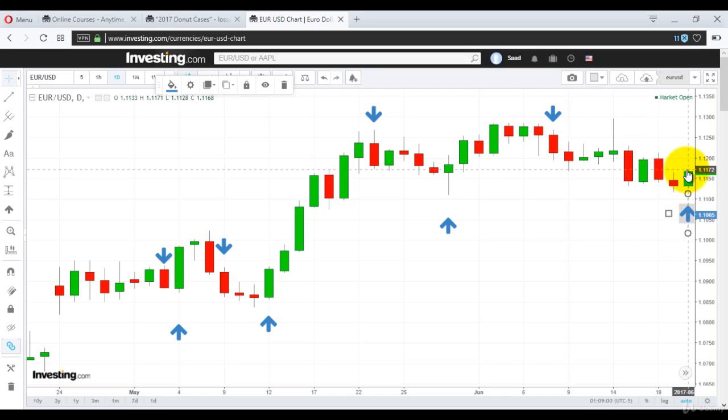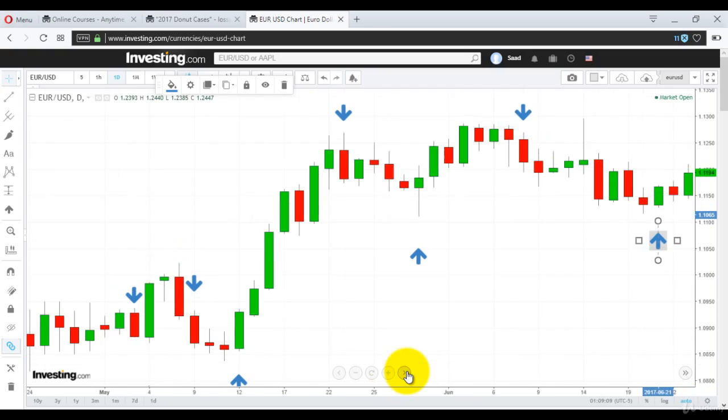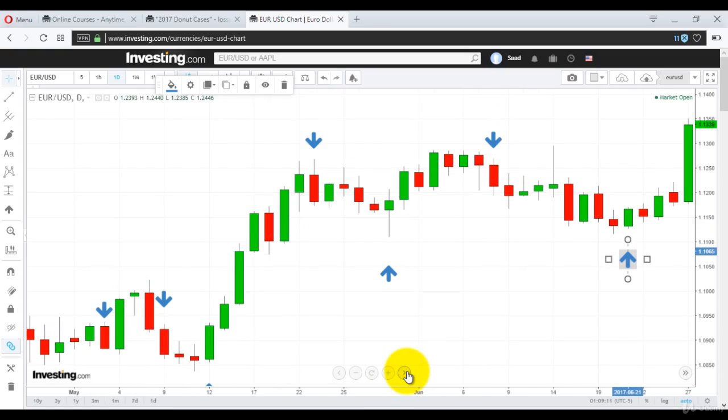And now it's again pointing up. So they won't believe it. Like this, pointing up, the short sellers won't believe in it. And it jumps up. Short sellers get trapped and it goes to the higher level.